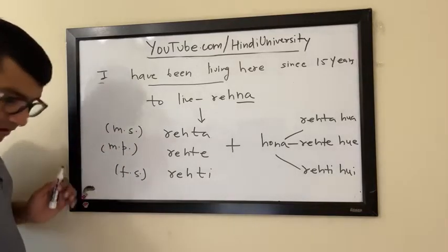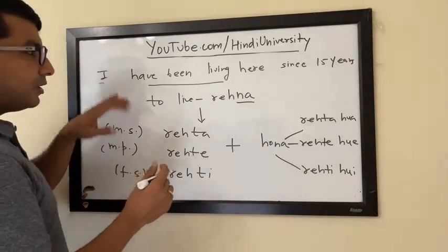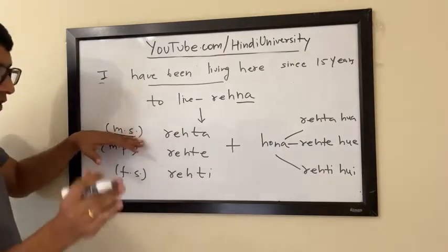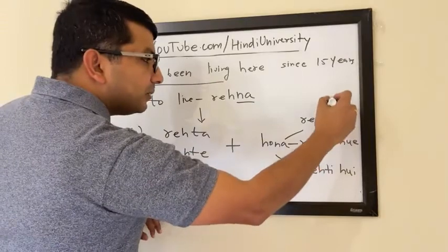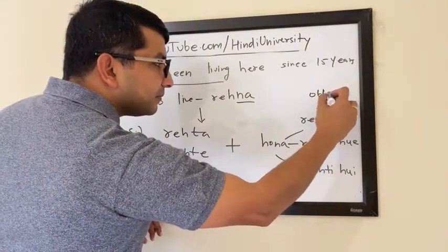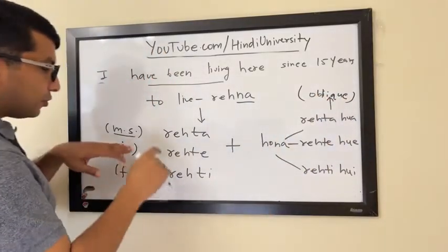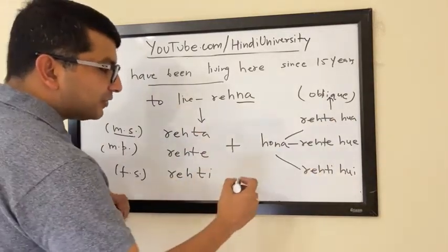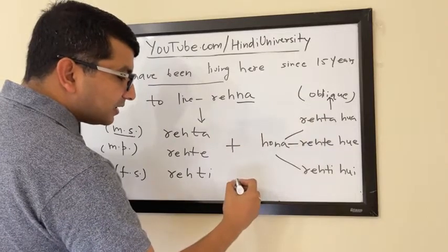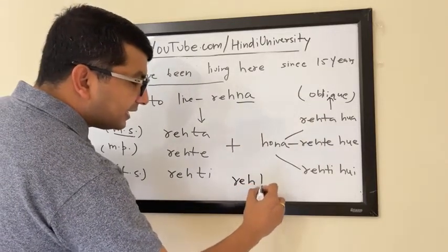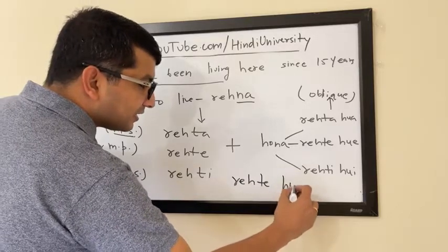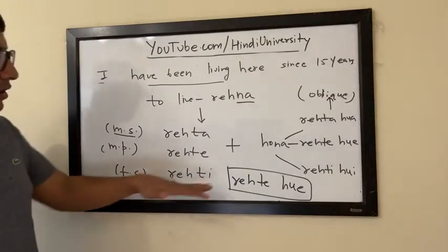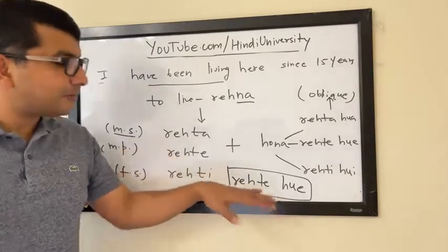Now there was another important thing we learned about it. Not only when you're showing the passage of time, you will use the masculine singular form invariably for all the cases, you will make the oblique case of it. So you will take this one, रहता हुआ, and make an oblique case of it, which is रहते हुए. Very good, रहते हुए.